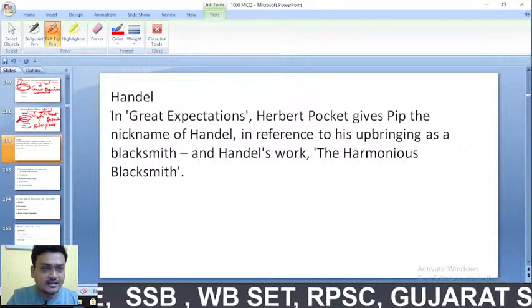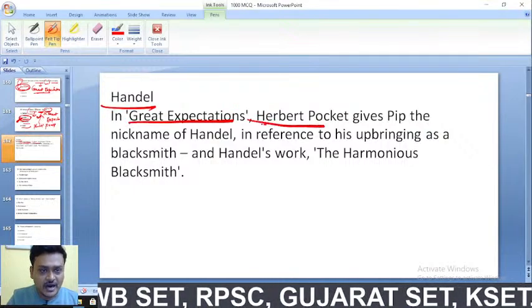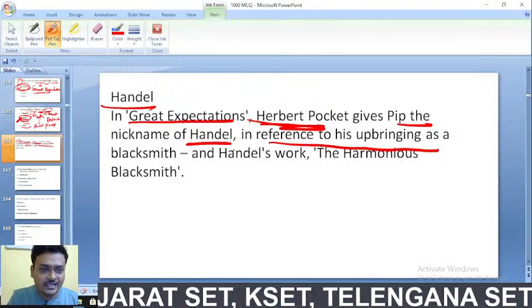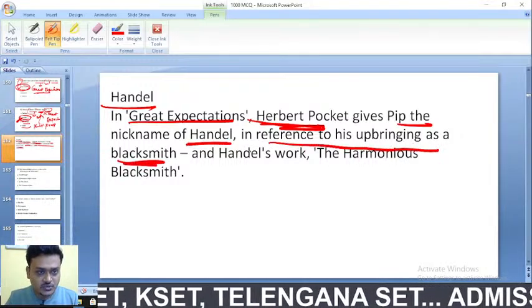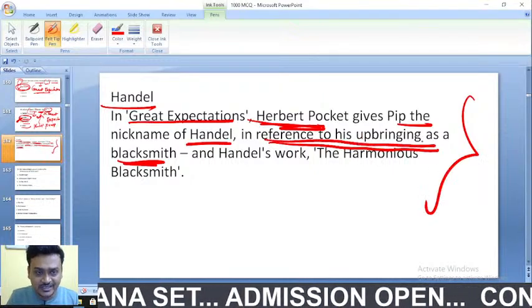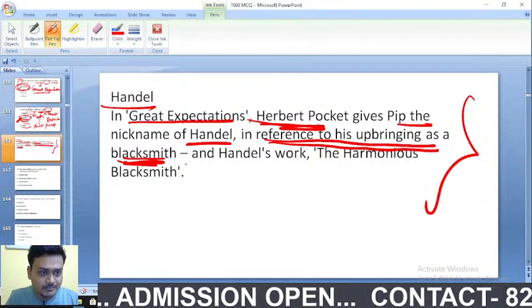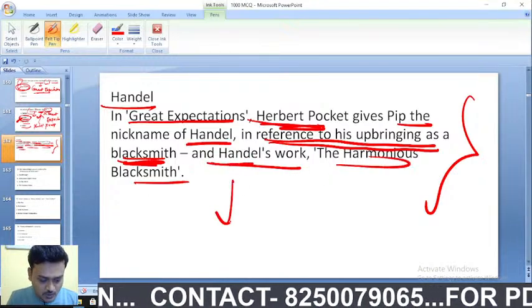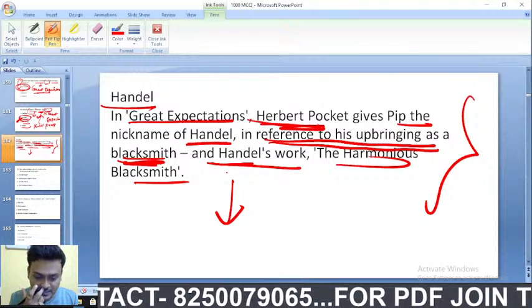Chalo. Handel in Great Expectations: Herbert Pocket gives Pip the nickname of Handel in reference to his upbringing as a blacksmith. Okay, so why is he giving this name? He is giving this name in reference to his upbringing as a blacksmith and Handel's work, the Harmonious Blacksmith.